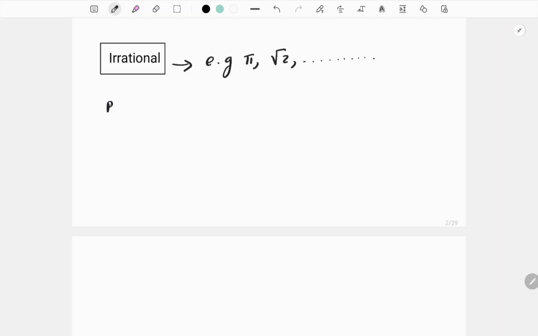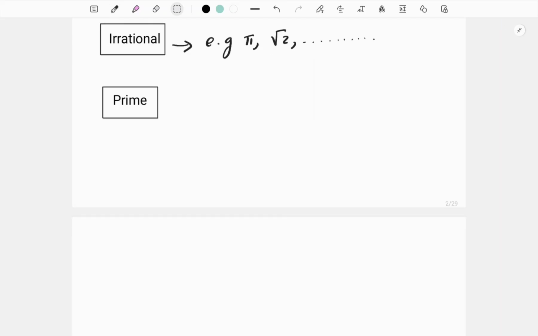The next one is a prime number. It is a natural number greater than 1, which is not a product of two smaller natural numbers. Or in other words, it is a natural number with exactly two factors, 1 and itself. For example, 2, 3, 5, 7, 11, and so on. All these numbers can also be spotted on the number line, and hence they are real numbers.